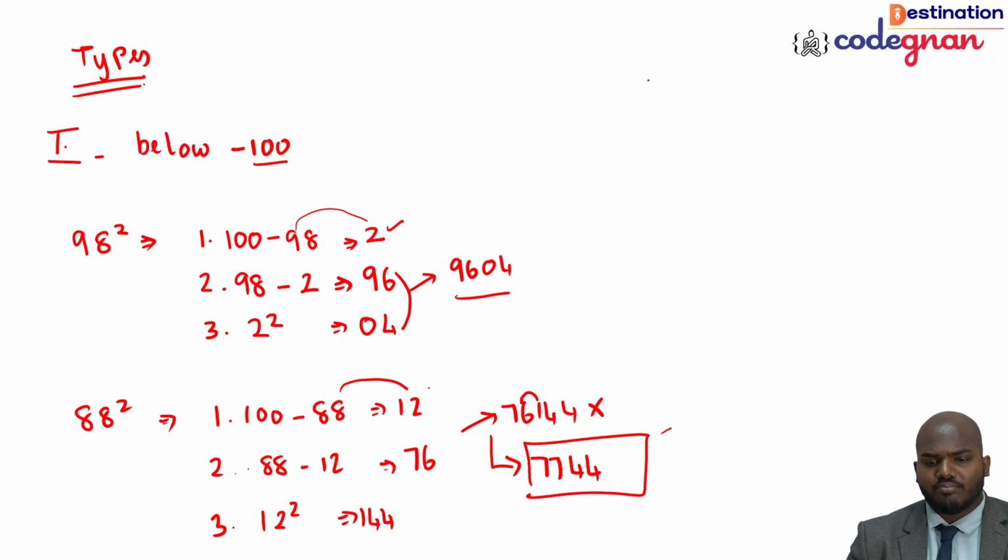Okay, I'm just going for type 2 here in this place. The type 2 is above 100.